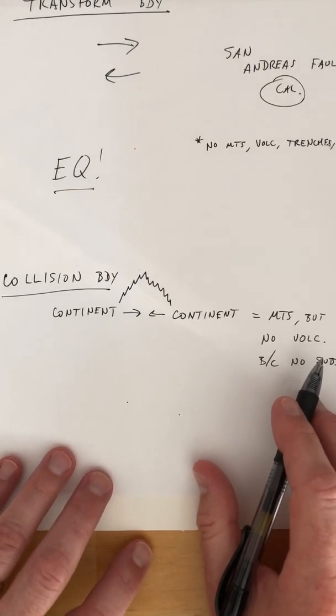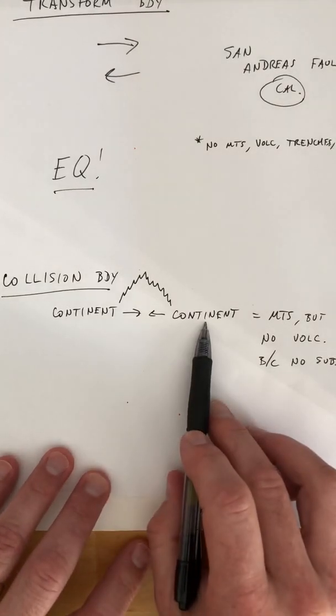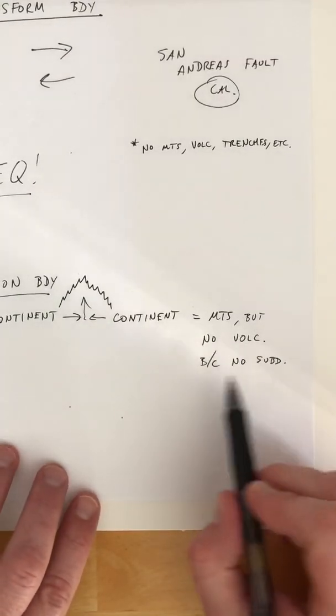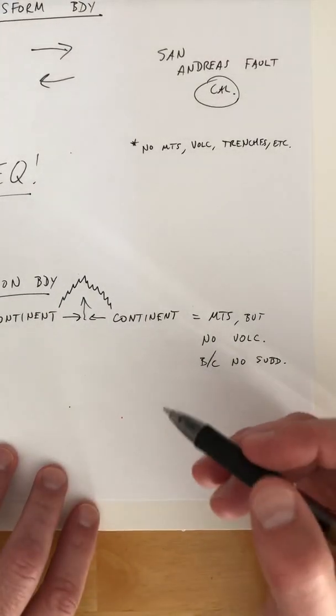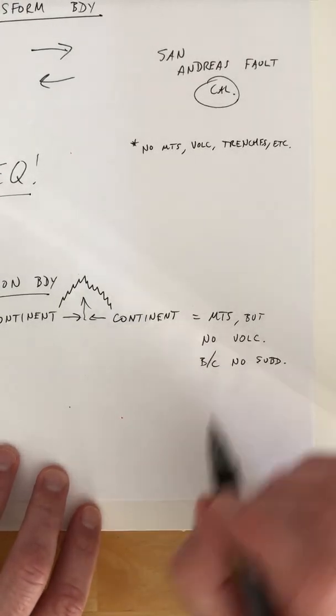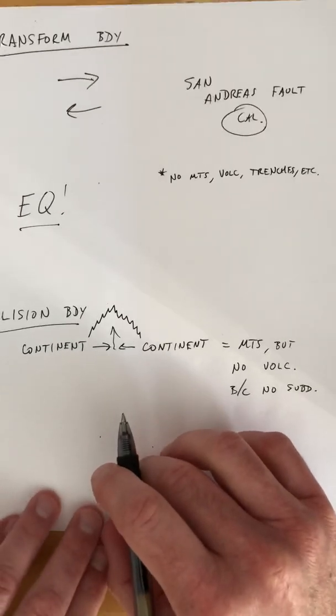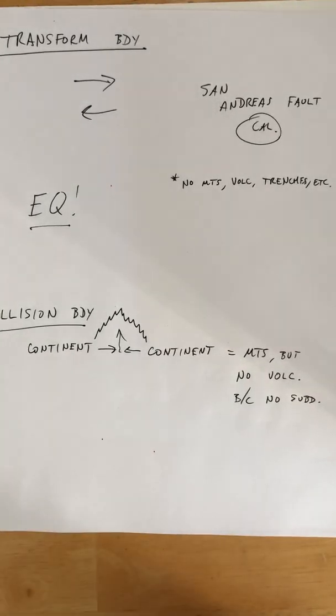And last but not least, quick review. Collision boundary is when you have a continental plate run into a continental plate, and they both get forced up. It gives you mountains, but no volcano because there's no subduction. If there's no subduction, there's no water going down, there's no melting of rocks, and you're left with just mountains. So that wraps up our plate boundaries, and that wraps up pretty much everything for this first chapter.